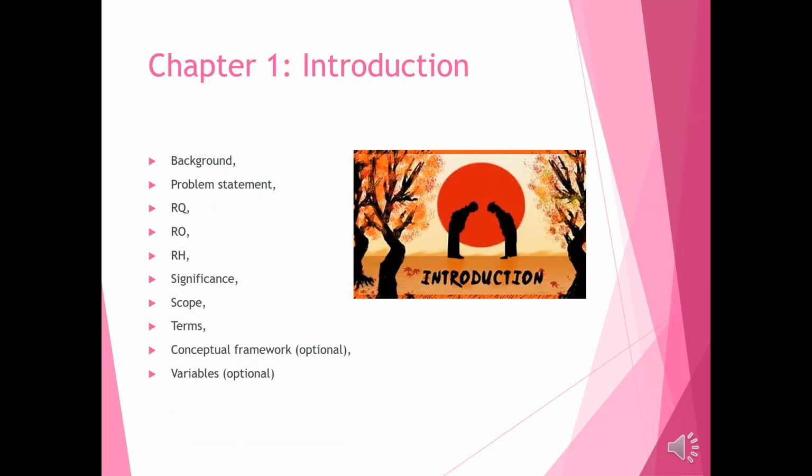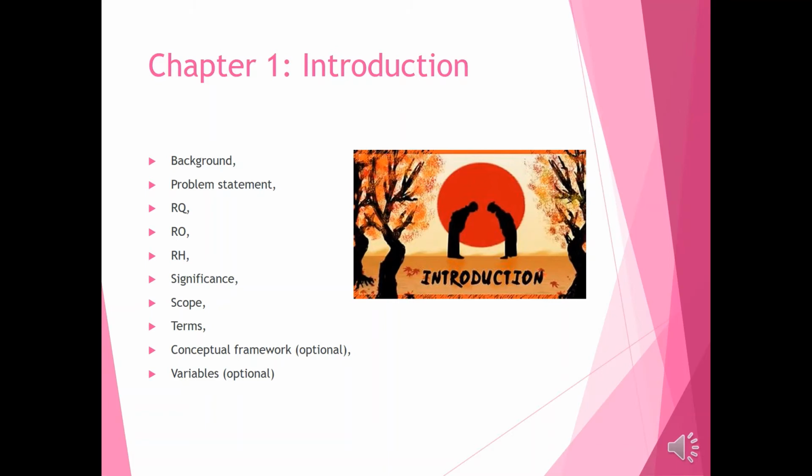Okay, then your research hypothesis based on your research objective, the significance of the study, why it is important for you to conduct the study, and then the scope and delimitations of the study, and define all the terms that you use in the proposal. You have to define them operationally.